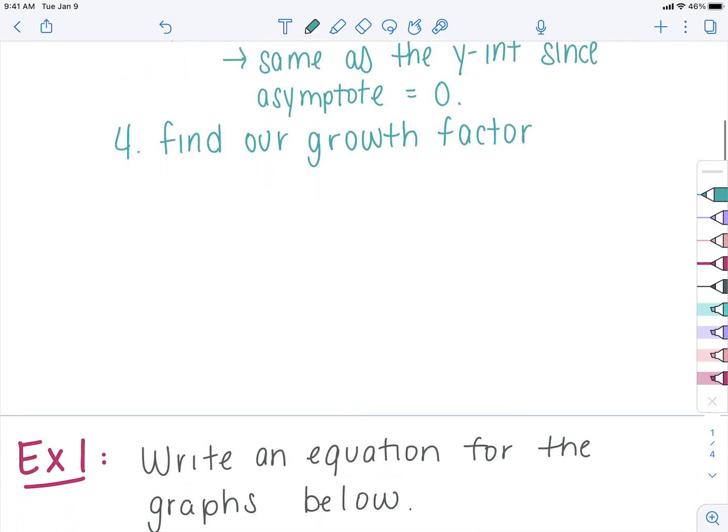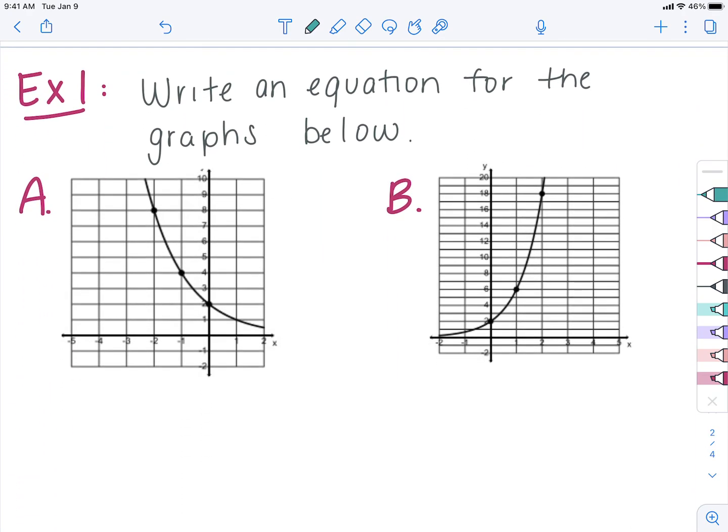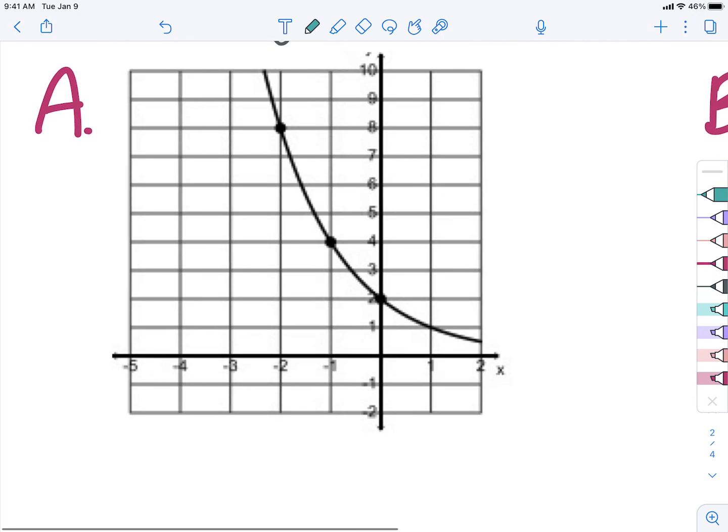So the first one we're going to look at are graphs. So if we want to write equations for graphs, I'll make this bigger so you can see it. We want to write an equation for this graph. So we need to first decide, is the asymptote 0? And it does appear to be that way. It's kind of flattening out right at 0.